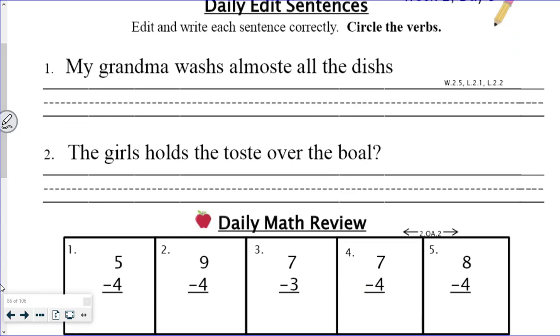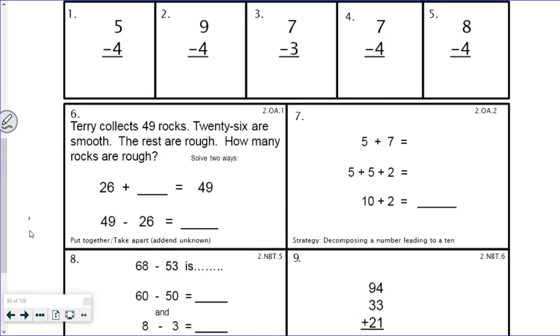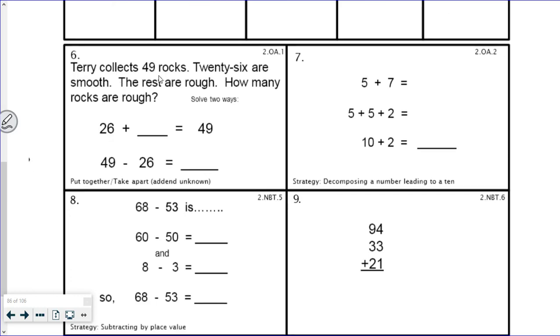We go down to our daily math review. You know what to do there. Number 6, our story problem for today. Terry collects 49 rocks. 26 are smooth, the rest are rough. How many rocks are rough?